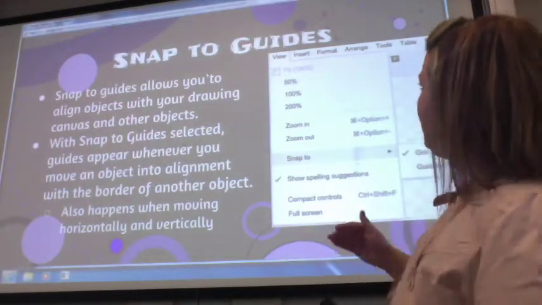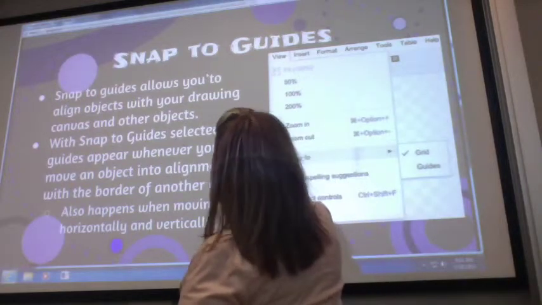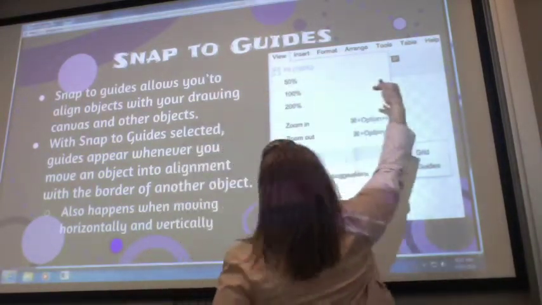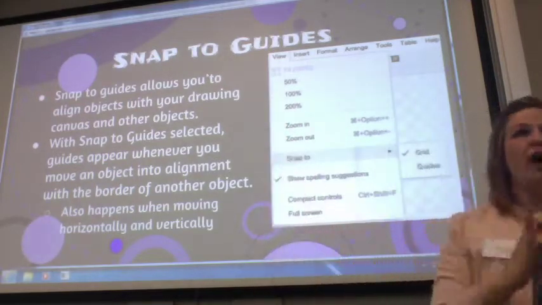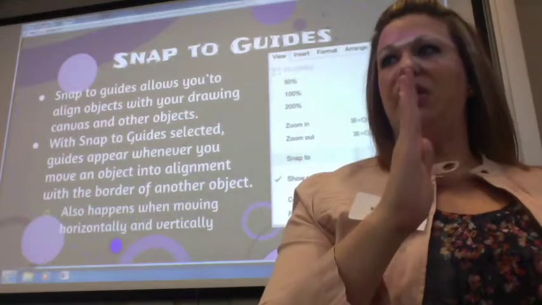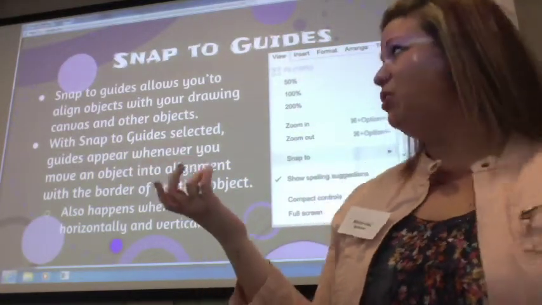I like it when, say, I have multiple text boxes, the top line of the text is all on the same line, or if you have things centered on the page, you want each object to be lined up in the center. These snap to guides allow you to do that.